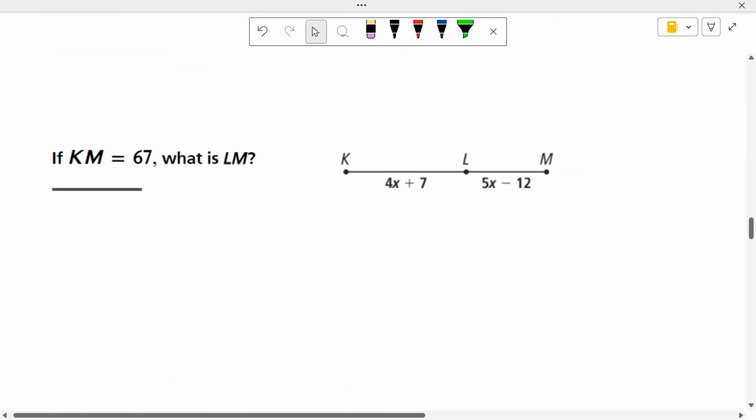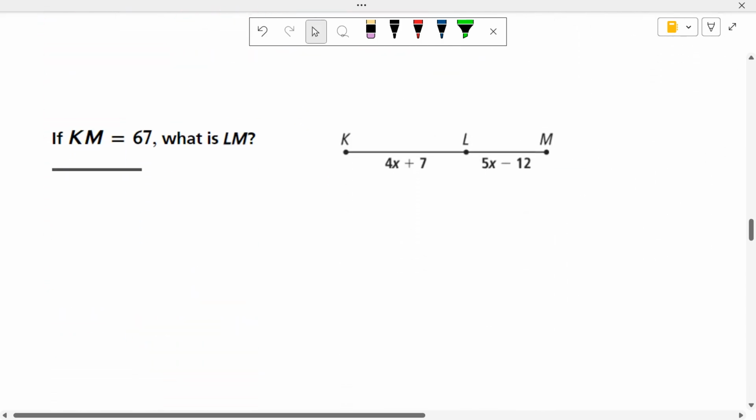Now you guys do this on your own. KM is 67, so this whole thing is 67. This and this somehow have to add up to 67. Now, you know what? Instead of doing it on your own, let's do it this way.